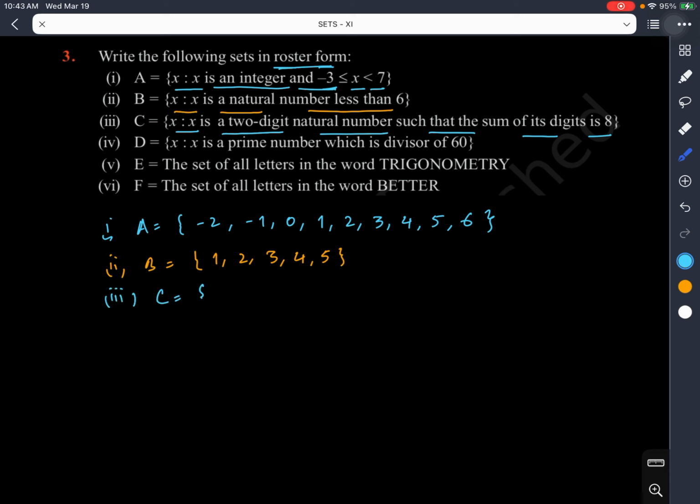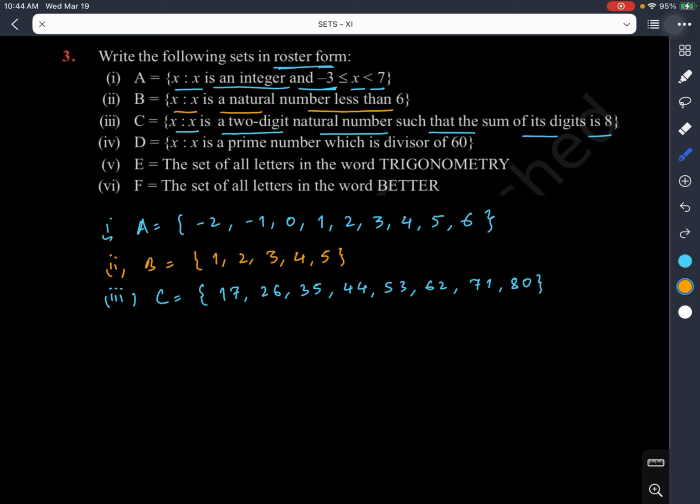Set C is equal to the first 2-digit number such that the sum is 8 will be 17. The second one will be 26. The third one will be 35. Fourth one will be 44. Next will be 53. The next one will be 62. Next will be 71. And the last one will be 80. All of these are 2-digit numbers and the sum of digits of each of these numbers is 8.